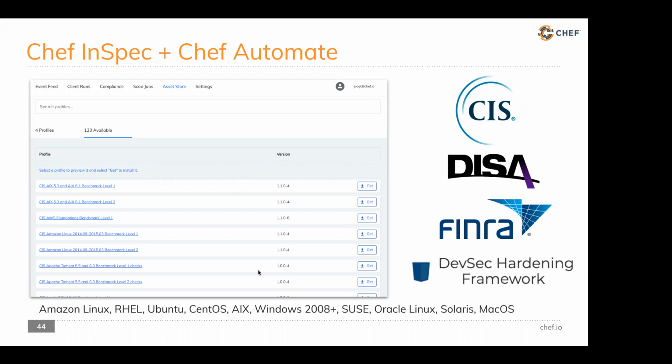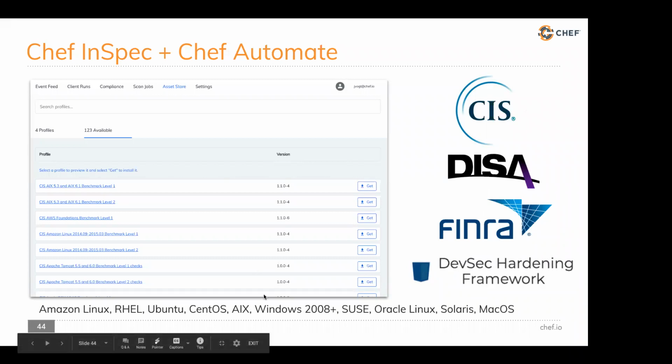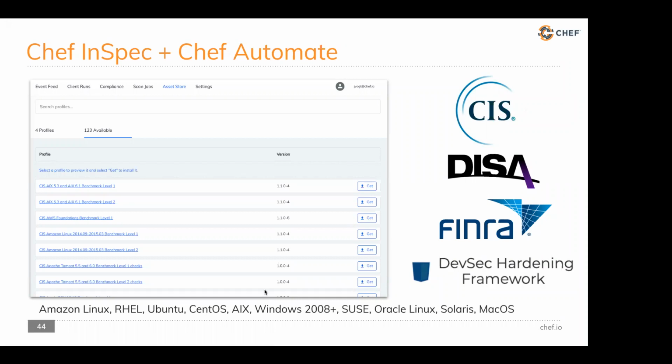So out of the box, you can take a CIS benchmark for Windows or Mac OS and run it against any machine that is in your Chef ecosystem. So this is a really nice, easy beginning to Chef.